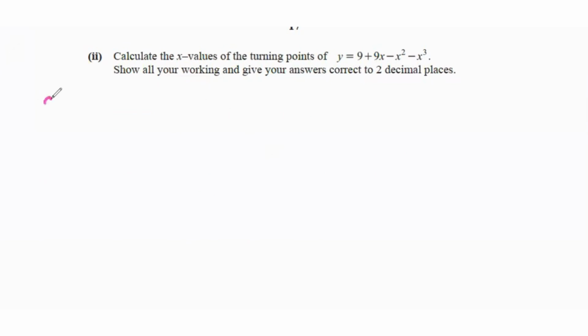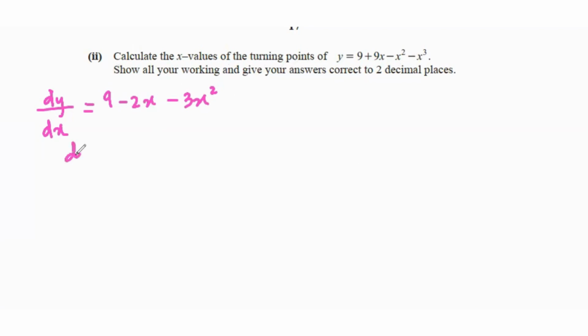So for the turning point, we will differentiate this equation, which will give us 9 minus 2x minus 3x squared. As you can see, for each term, I brought the power down, multiplied with the coefficient, and then subtracted 1 from the power. For the constant 9, for every constant, the derivative is 0. That's why there's nothing for 9. Negative x cubed becomes 3x squared. X squared becomes 2x, and 9x becomes 9.